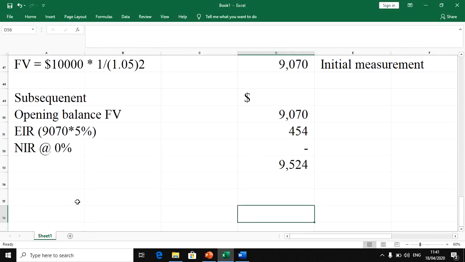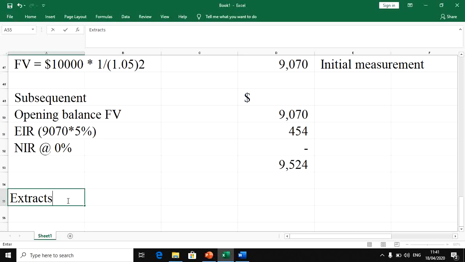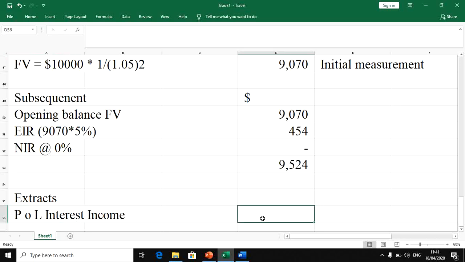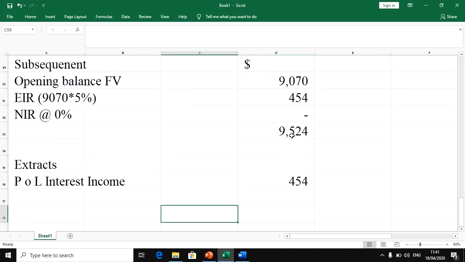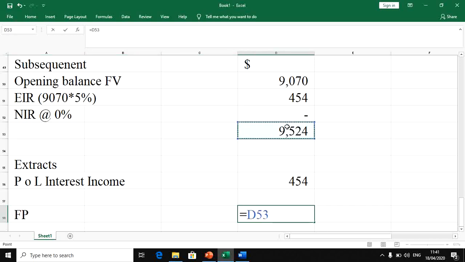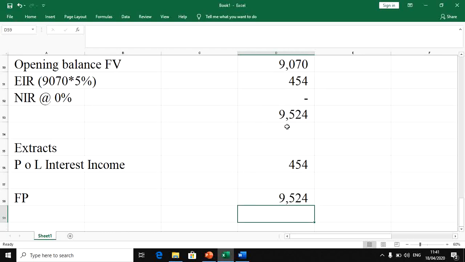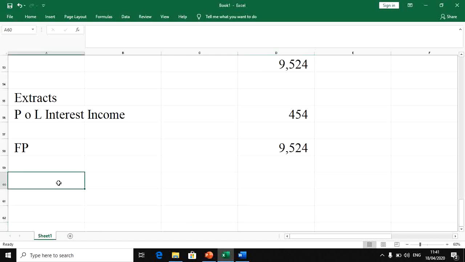Now how do we proceed? Recognize these amounts in the statements. So for your extracts, please, and I'm going to make it a little bit simple. In your profit or loss, recognize interest income on this particular instrument of 454. What else do you have? In your financial position, recognize a financial asset at the end of the year of that amount. I hope that is not difficult for us to remember.